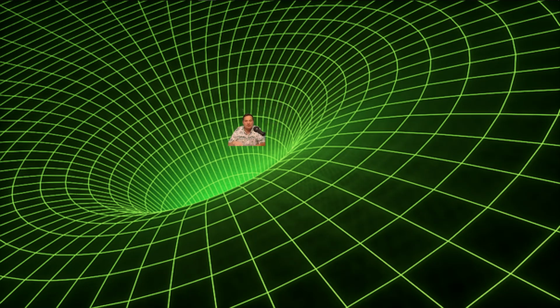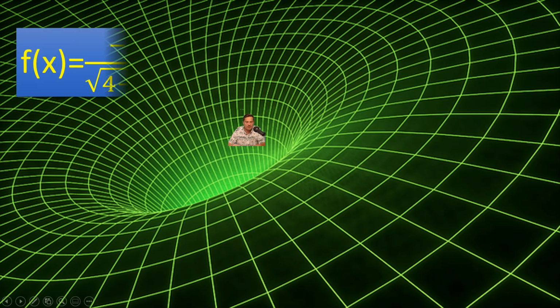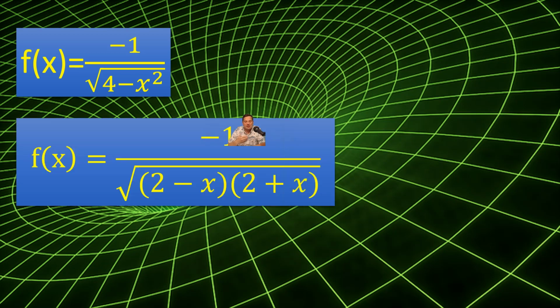In this one we're going to learn how to make a graph of the following function. So f of x equals -1 divided by the square root of 4 minus x squared. Sometimes in this context it might be helpful to rewrite the bottom as under the root symbol (2 minus x) multiplying (2 plus x), and that's just because 4 minus x squared is the difference of two squares, so you can factor it into that pattern.